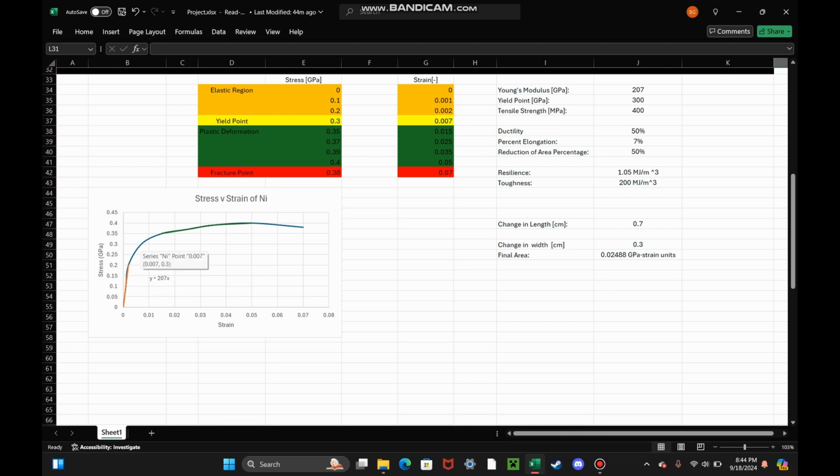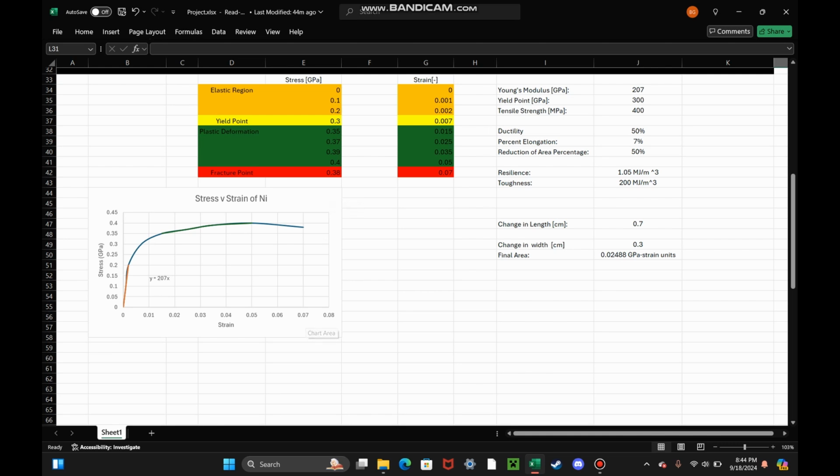0.3 gigapascals. In order to find tensile strength, we find the highest point on the graph, which is displayed to be 0.4 gigapascals. However, tensile strength is not measured in gigapascals, but megapascals. So we need to times the 0.4 gigapascals by 100 to convert it to megapascals, which would make it 400 megapascals.